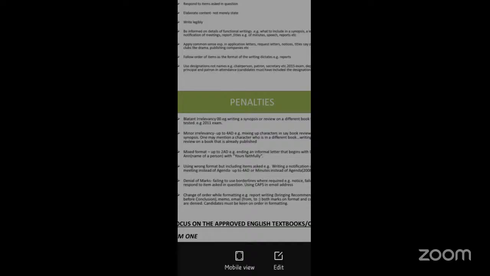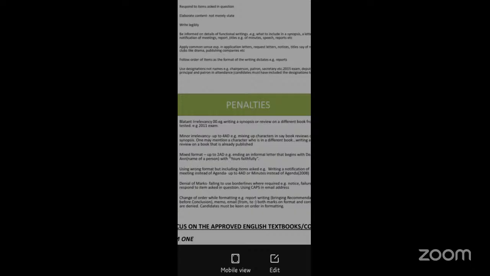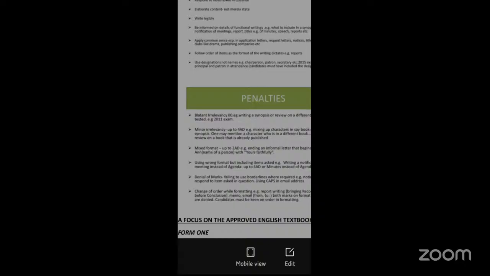So for example, you're writing a synopsis or a review of a different book from the one tested. For example, in the year 2011, waliambiwa waandike synopsis of the Samaritan. Sasa wewe ukaamua Samaritan hauielewi vizuri, so hautaandika Samaritan, utaandika the fathers of nations. That is blatant irrelevance, as in clearly irrelevant. You get 0. Sawa sawa.